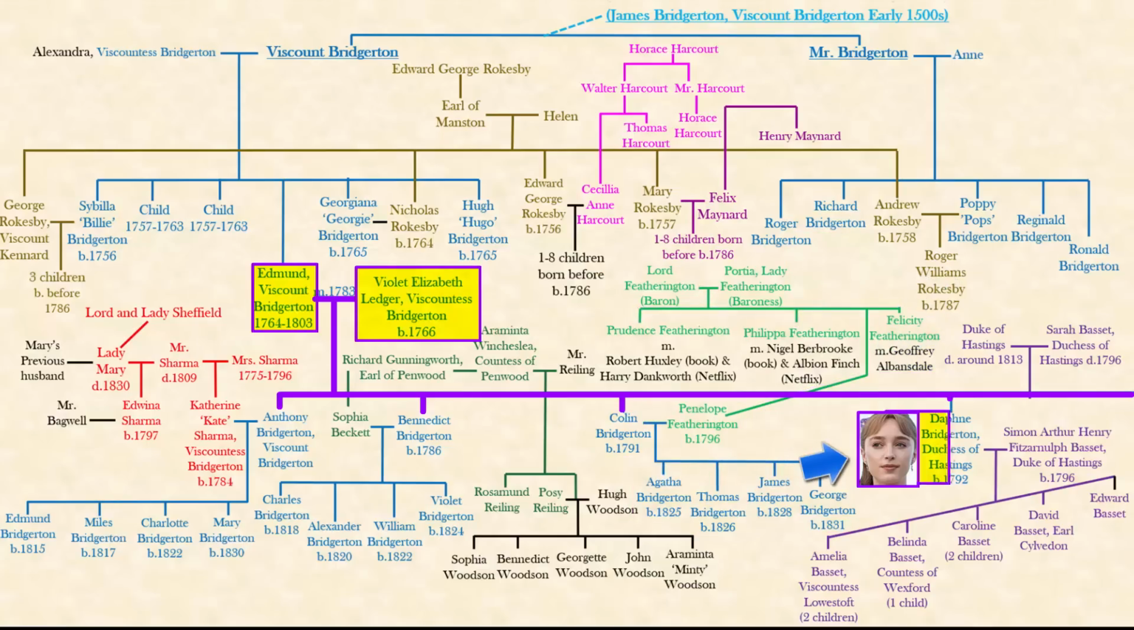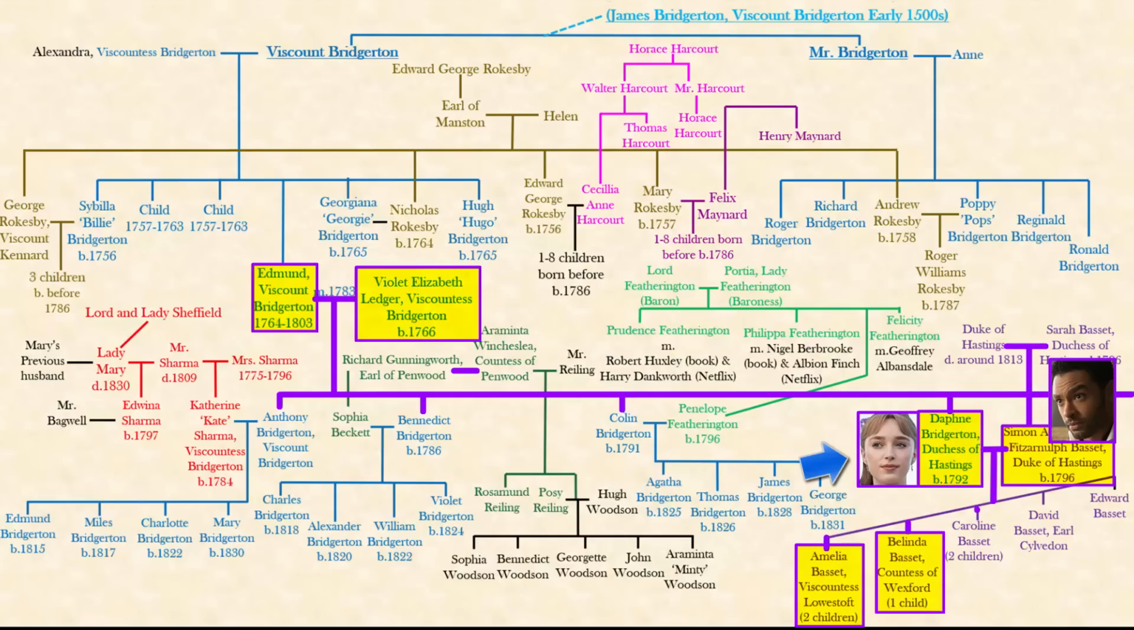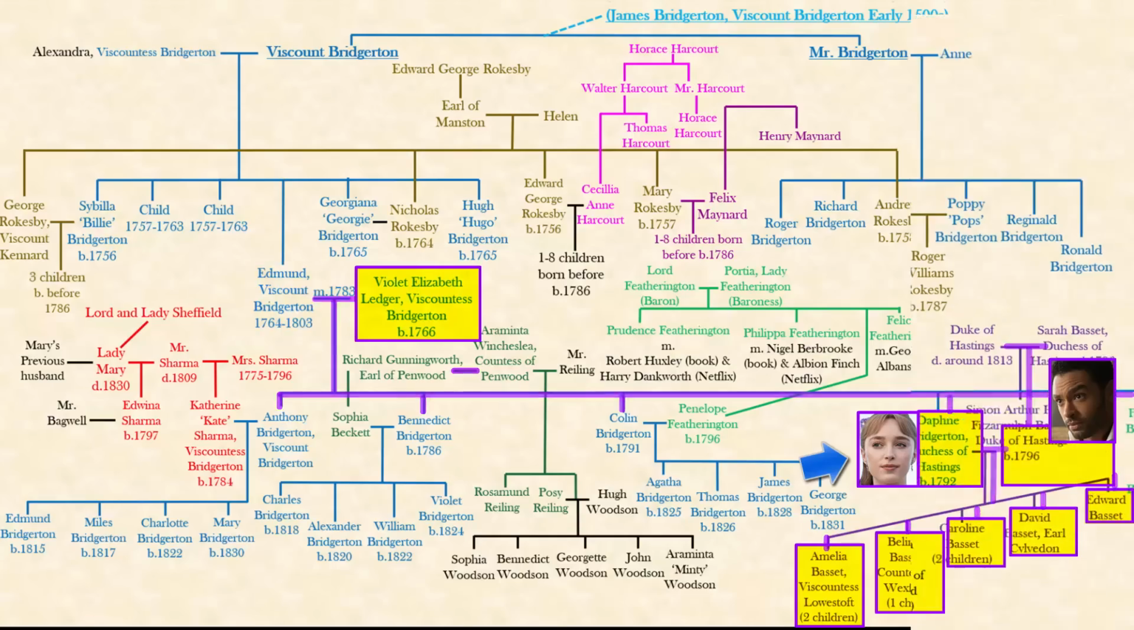Daphne, the 4th child of the Bridgertons and the eldest daughter. She was the highlight of season 1 and married Simon Bassett, the Duke of Hastings. Daphne kind of fell off the spotlight as room was made for the other Bridgerton siblings to rise in focus, but she had 5 children with the Duke: Amelia, Belinda, Caroline, David, and Edward.